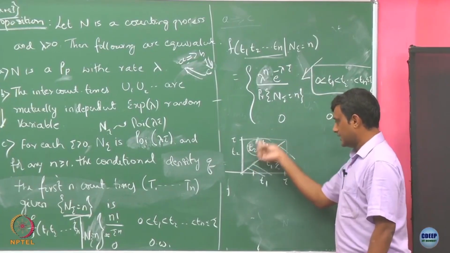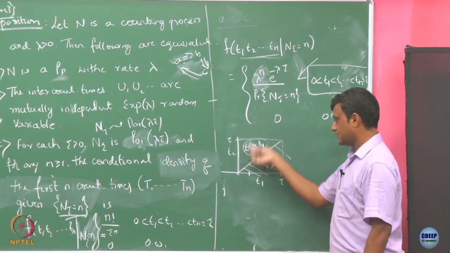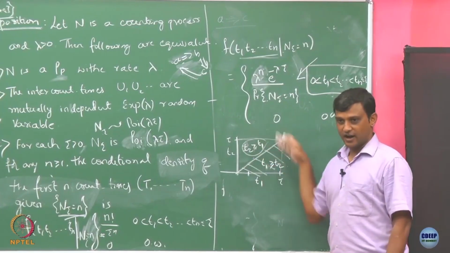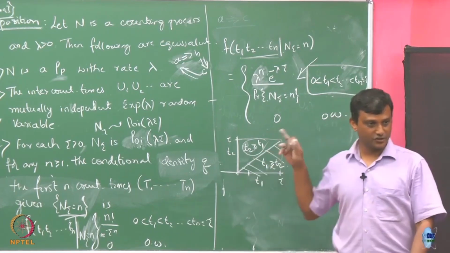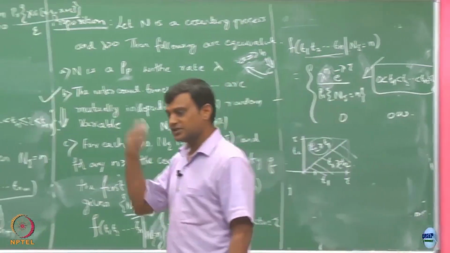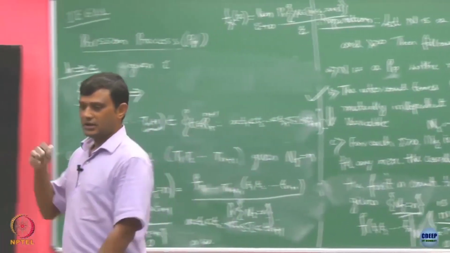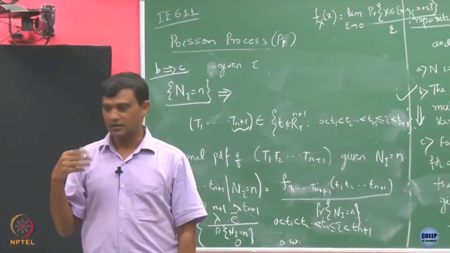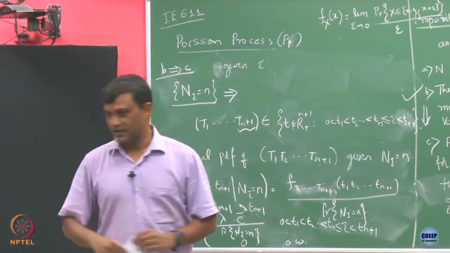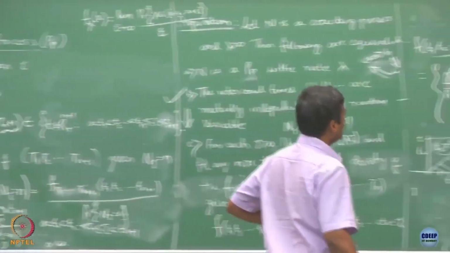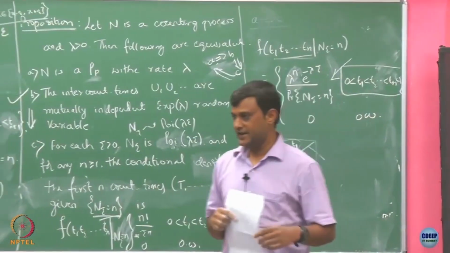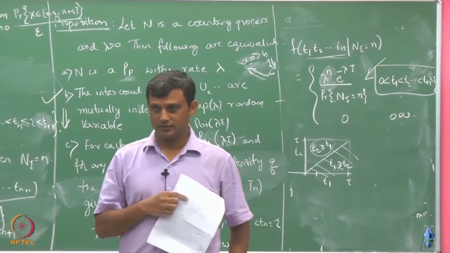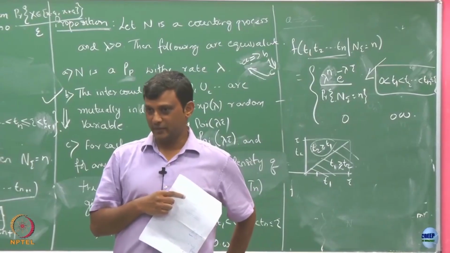what is the area of this region? That is going to be exactly half, right, of tau square, so tau square by 2. Similarly, if you extend it to n dimensions, the area where this ordering holds, what will that be, any guess? Tau raised to n divided by n factorial.